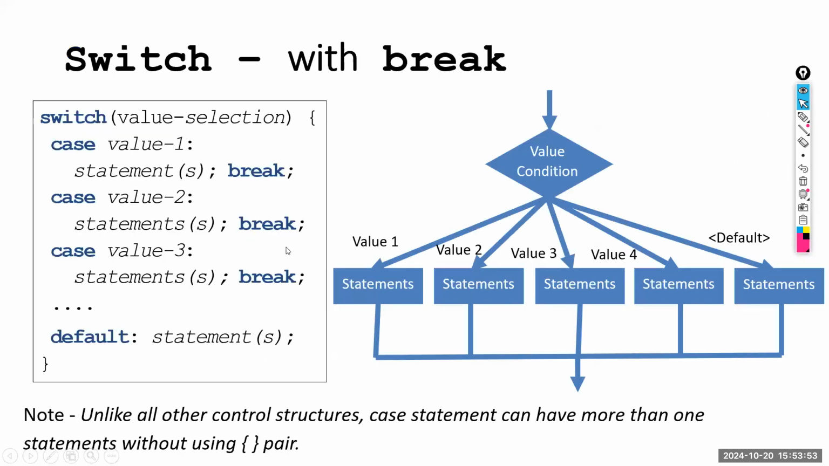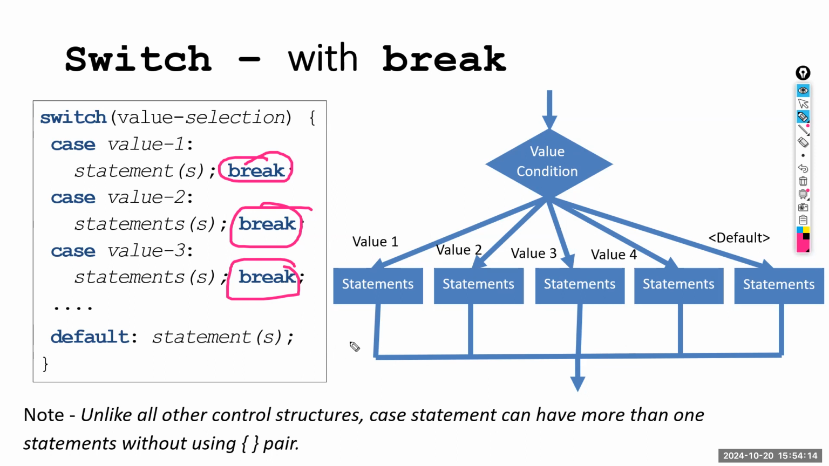Right, switch. So this is how the control structure looks. This is your value condition. Depending on the value, it will come to one of the statements and then get out of the structure. So it's very important to have break, because we have semicolons. Okay? And optionally, you can have the default.